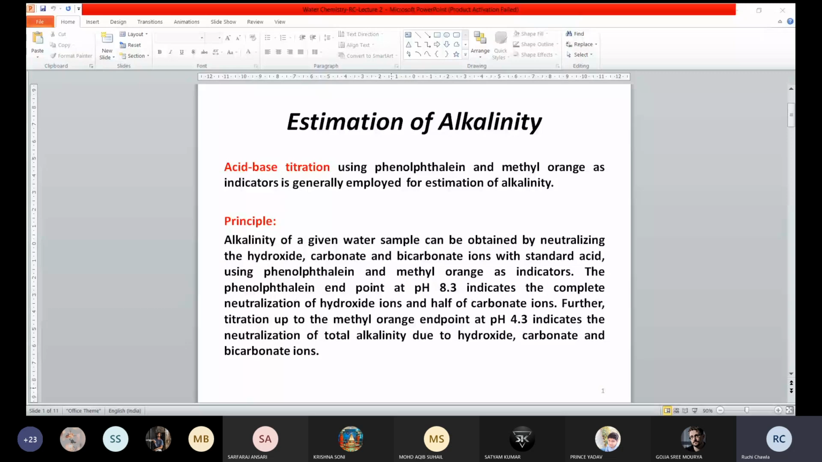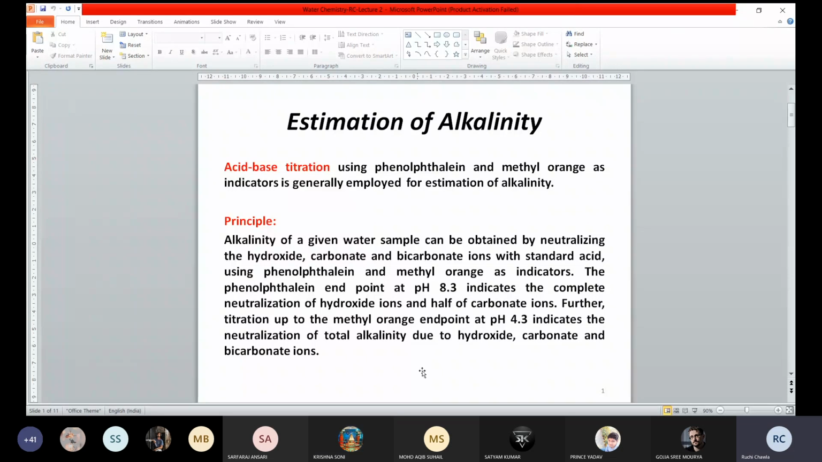So on the last turn itself, I told you that today we will be starting with the estimation of alkalinity. In fact, this is also the experimental procedure that you have to learn for your practical class. I think it is experiment number 2 and 3, which will be based on alkalinity in your practical course. So how do we estimate alkalinity of any water sample? This is done with the help of volumetric titration.